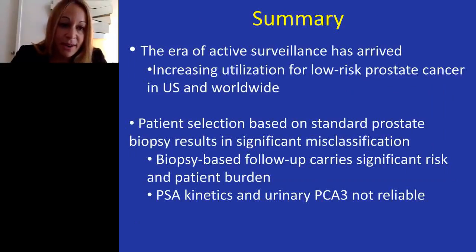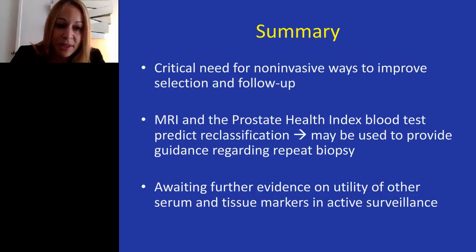So in summary, the era of active surveillance has arrived. It's really increasing in use around the world for low-risk prostate cancer. Patient selection based on standard factors, though, has been somewhat limited because looking at changes in PSA isn't very reliable, and doing a lot of serial prostate biopsies has significant risks and burden. So we really do need better ways to select patients and follow them without having to do frequent prostate biopsy.